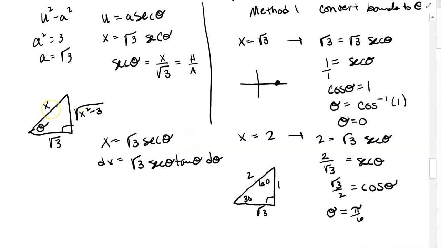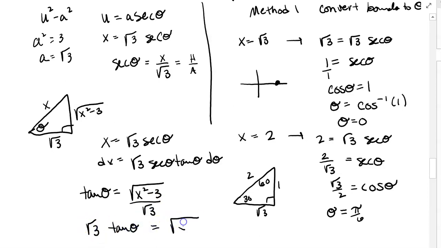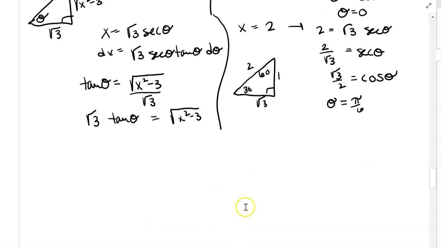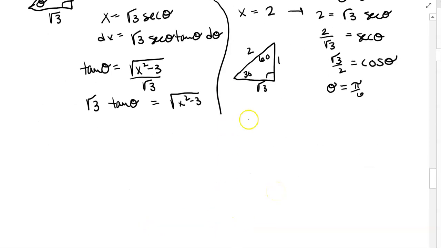So the side that uses numbers would be the tangent. So the tangent of theta is the square root of x squared minus 3 over the square root of 3, which gives me the square root of 3 tangent theta is equal to the square root of x squared minus 3. So when I go to convert, my integral was originally the integral from the square root of 3 to 2 of the square root of x squared minus 3 over x dx.